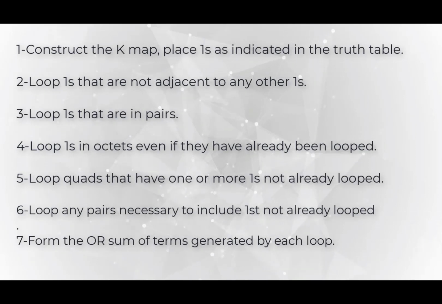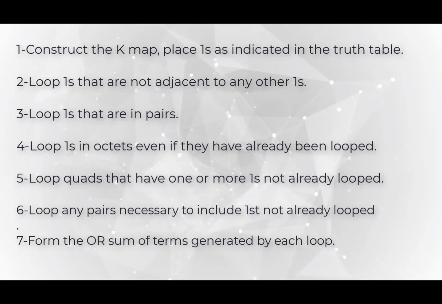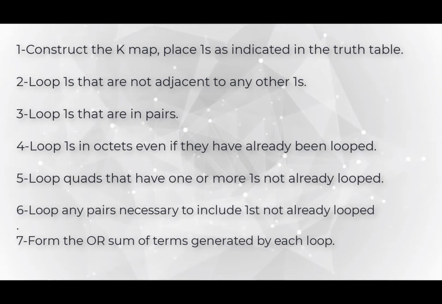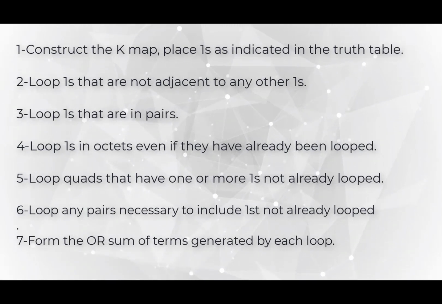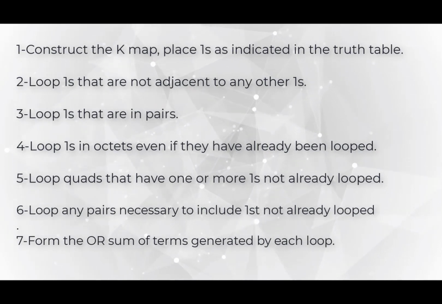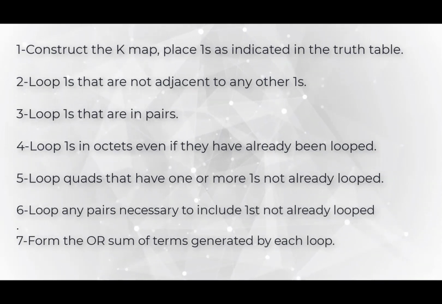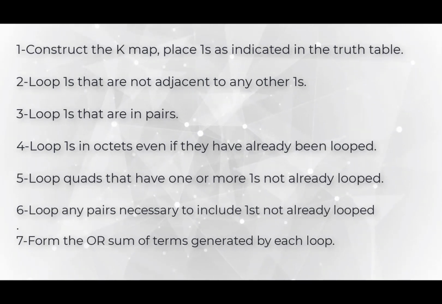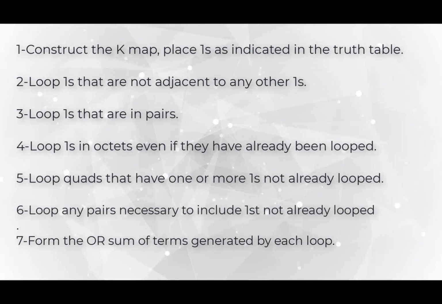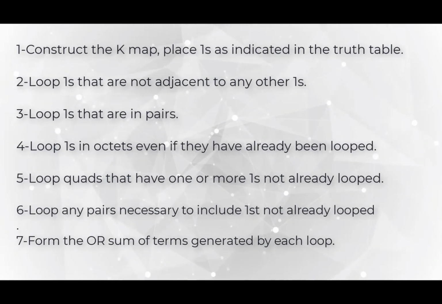Step 4. Loop any octet even if it contains some ones that have already been looped. Step 5. Loop any quad that contains one or ones that have not already been looped, making sure to use the minimum number of loops. Step 6. Loop any pairs necessary to include any ones that have not yet been looped, making sure to use the minimum number of loops.